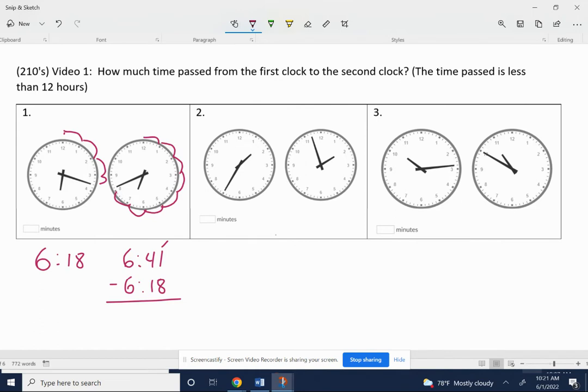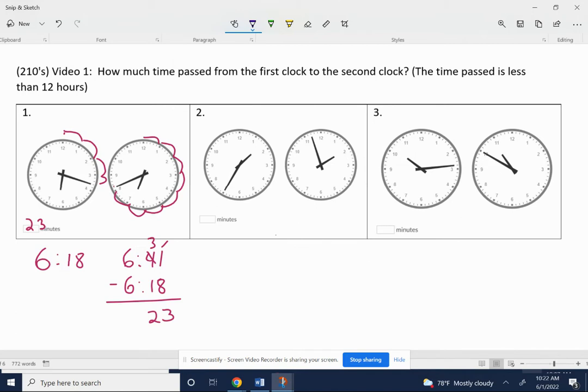11 minus 8 is 3. We borrowed, so that 4 becomes a 3. 3 minus 1 is 2. And 6 minus 6 is 0. So 23 minutes.